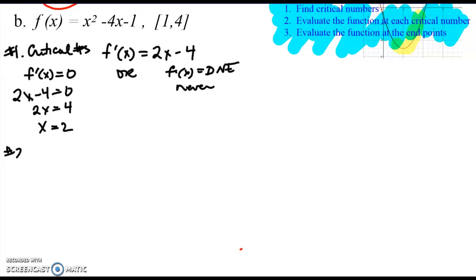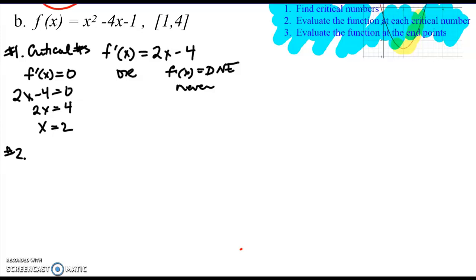Step 2, we're supposed to evaluate the function at that critical number. We know that critical numbers are the places where the tangent has a slope of 0. That's what we just figured out. Places where tangents have slopes of 0 are going to be the spots on the graph where the slope or the direction turns from positive to negative or negative to positive. So we know that's a critical number, a high or a low point. Let's find out the value.